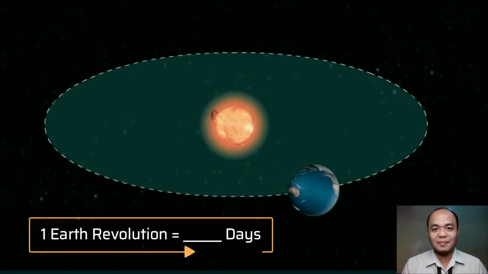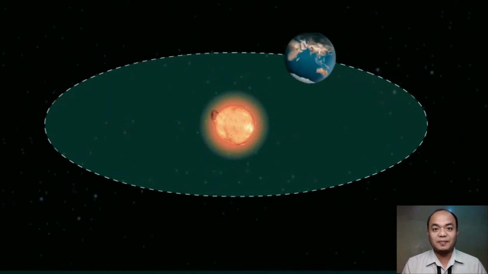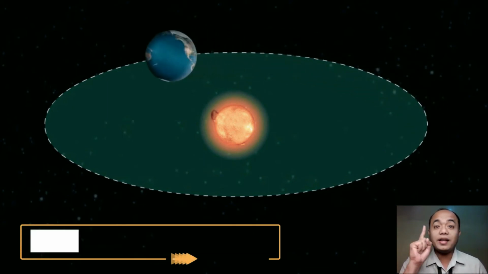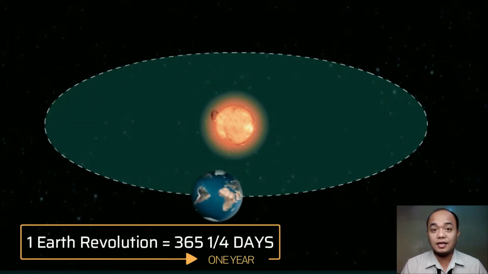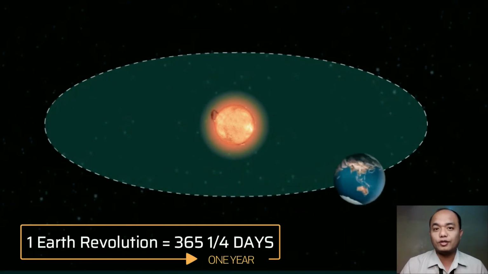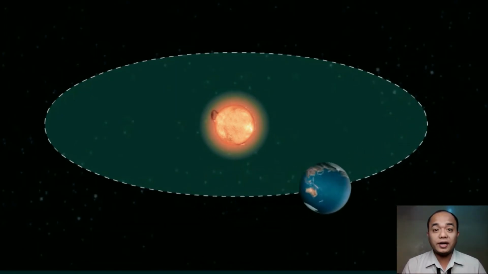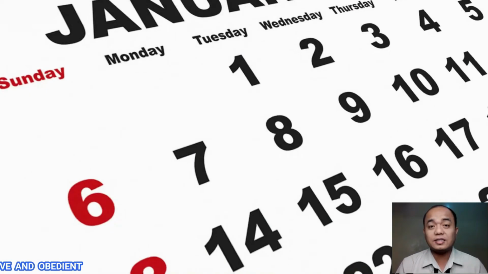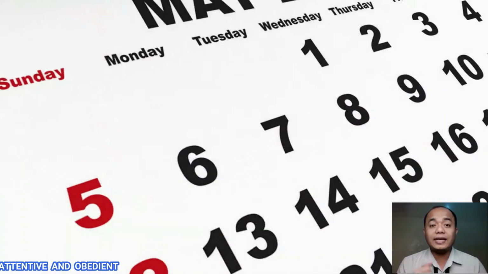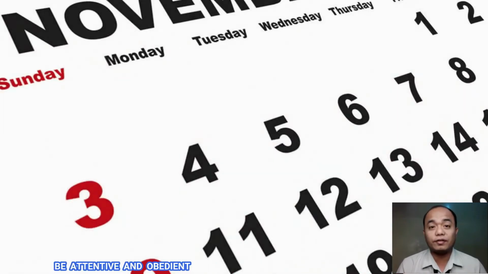What do you think? Anybody? Yes, very good. It takes the Earth 1 year or 365 and 1/4 days to complete one revolution around the Sun. Since we are using a Gregorian calendar wherein there is only 365 days in 1 year, what do you think is being used to compensate for the extra time to keep the calendar in sync with the revolution of the Earth around the Sun?